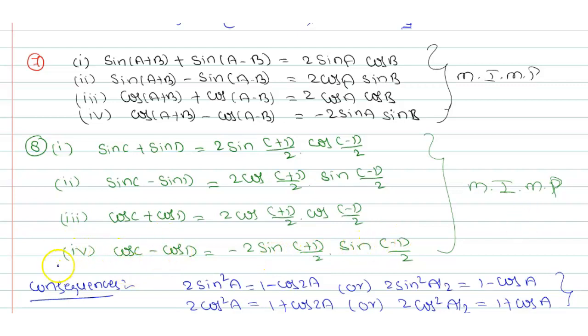Here, in general, we can go for consequences of these formulas. If 2 sin square A is observed, in that place we can write it as 1 minus cos 2A. Or if 2 sin square A by 2 appears, we can write in general 1 minus cos A. Similarly, if 2 cos square A appears, we can write it as 1 plus cos 2A. Or if it is 2 cos square A by 2, we can write it as 1 plus cos A.